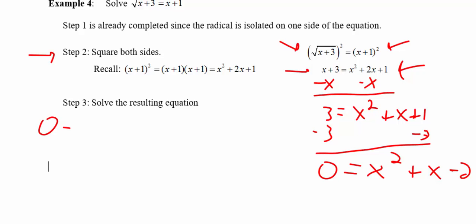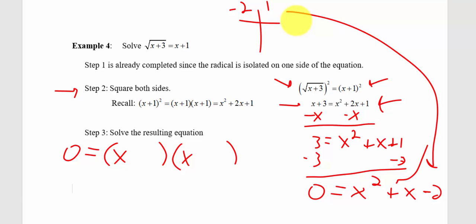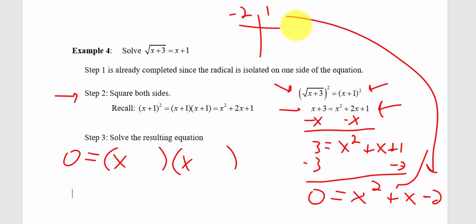We have 0 equals, and this is where we ask ourselves what two numbers, when multiplied, result in the last term. I'll do a little table up here. The last term is the negative 2, and the middle term is the positive 1. That's coming from here, the negative 2 and the 1x. So how do I get negative 2? I guess negative 1 times positive 2 would give me negative 2. And when I add these together, I get 1. So I'm going to write x minus 1, x plus 2.